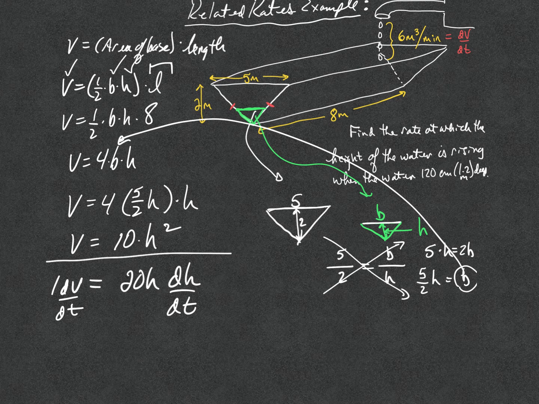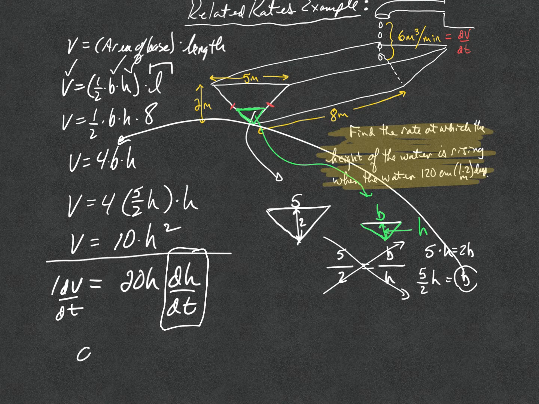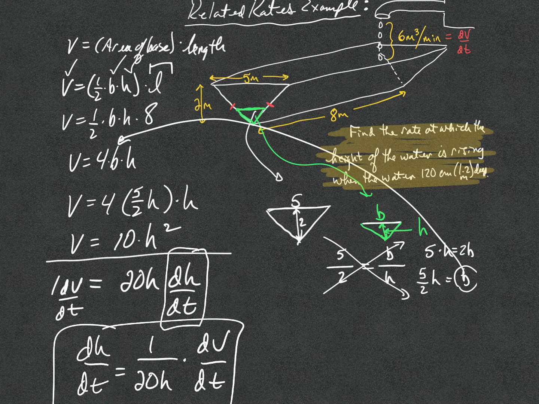And let me choose my highlighter here. Let me choose yellow, I guess. The question is written really small now, but the question is, find the rate at which the height of the water is rising. So the derivative we want to solve for is dh dt. So dh dt is then going to be equal to 1 divided by 20h times dv dt. And that would then be our rate equation.